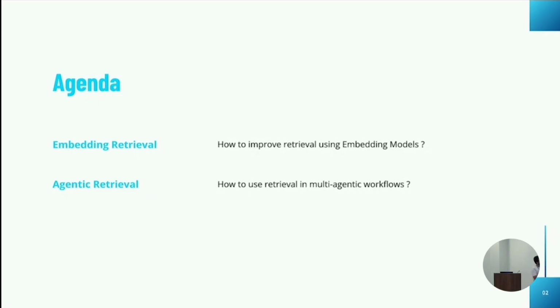And we'll only focus on two areas: how to improve retrieval by focusing on embedding models themselves, not the RAG pipeline or retrieval from vector databases, and how to effectively use the concepts that we learn from fine-tuning embedding models and apply them to multi-agentic workflows, and how we can use that to effectively reduce the complexity and hallucinations from multi-agentic workflows.